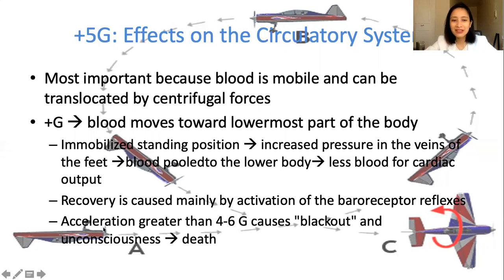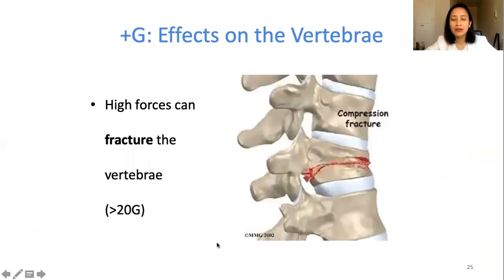So acceleration greater than 4 to 6 G can cause a blackout and unconsciousness. And if not corrected, this can lead to death because of the low cardiac output, because of the pooling of blood in the lower part of the body, because of the centrifugal force. Other effects: because of that great impact of the force, it can cause fractures of the vertebrae, especially if it's more than 20 G. It can cause compression fractures in your vertebrae, and this can cause paralysis.